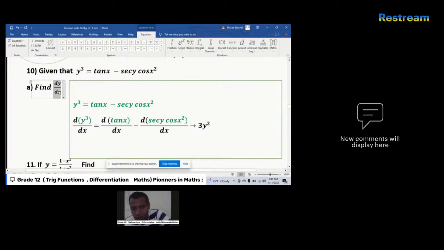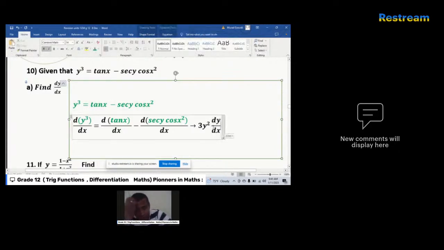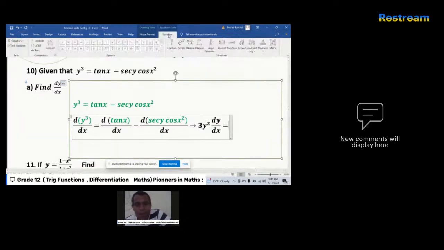So this one, the first one. Now this one is equal to what? The first derivative of tangent is sec square. It will be sec square of x. Then minus, this is the product rule.